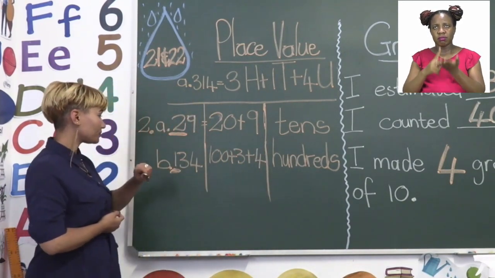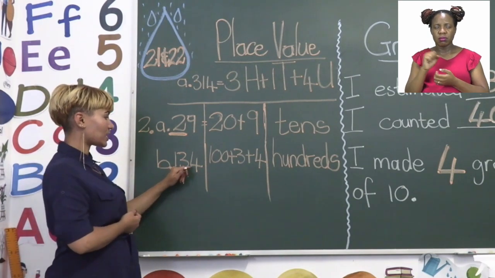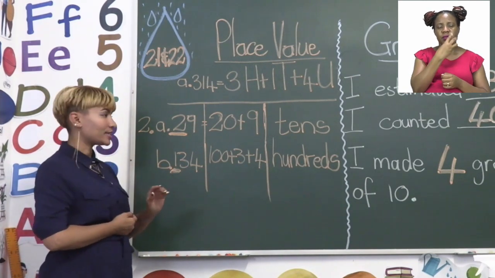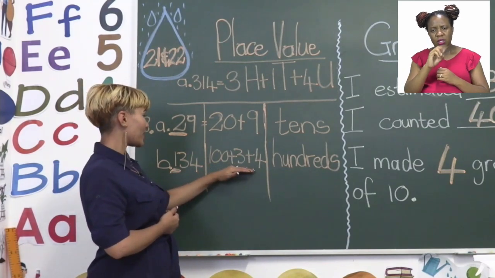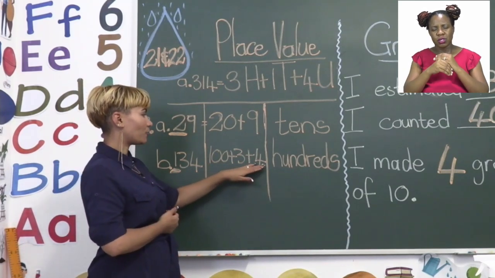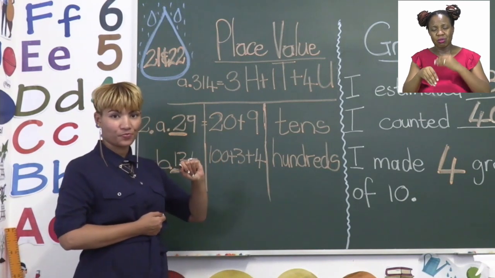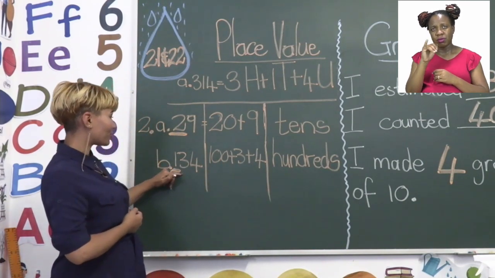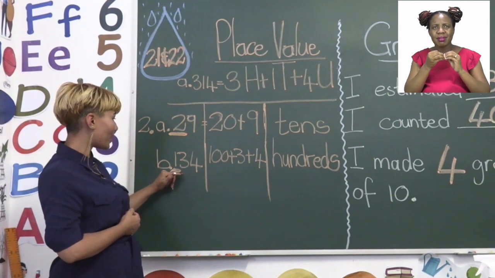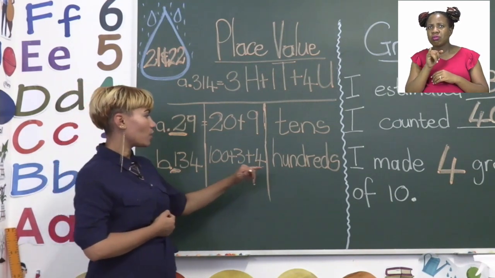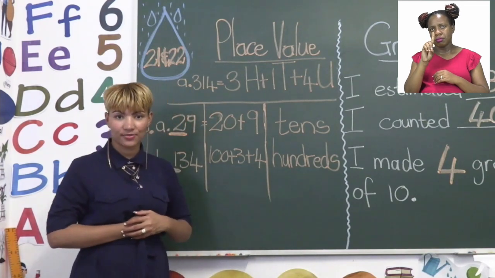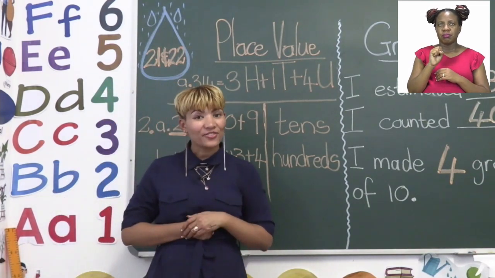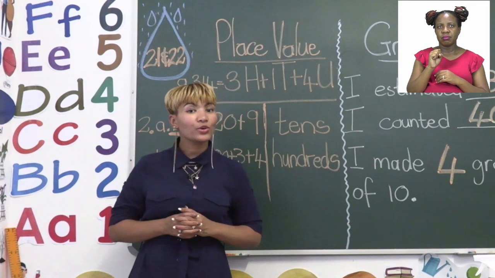For B, the number is 134. If we break it down, 100, 3 tens, and 4 units. All right. And then if we have to find the place value of the underlined number, we see here it is hundreds. Right. Now everyone, I'm going to leave you to it.